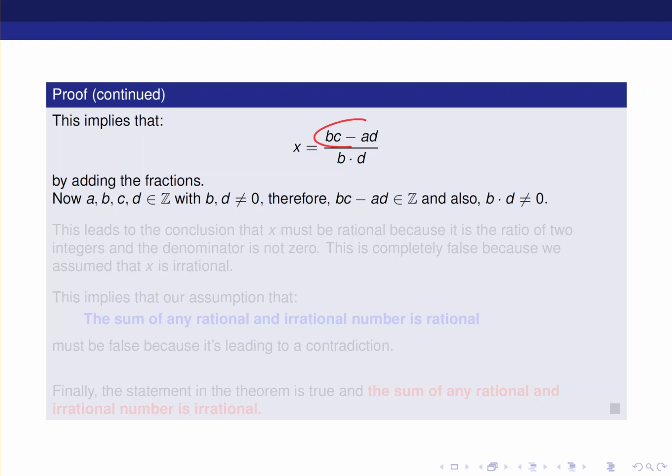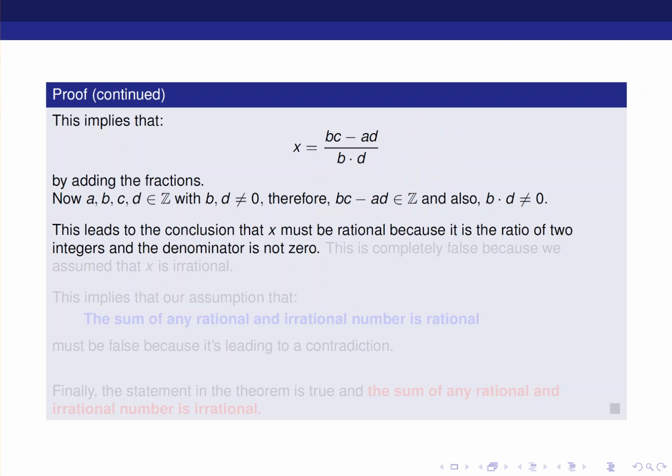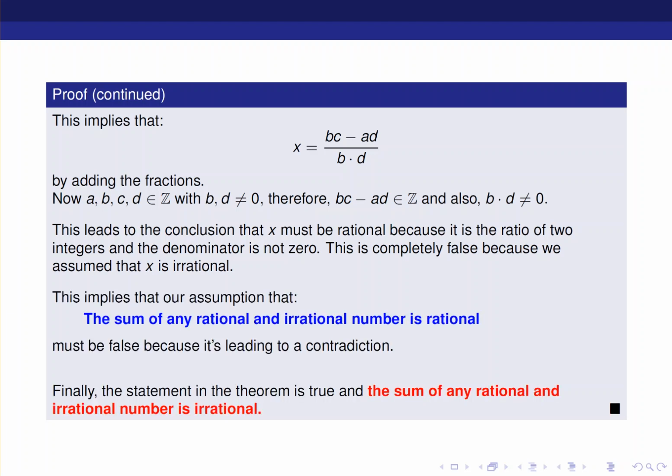So that means that the numerator of this fraction is an integer, and the denominator of this fraction is also an integer. Not only that, but the denominator is not equal to 0. Because B itself is not 0 and D itself is not 0, the product will not be 0 by the zero product property. So this leads me to believe that X then must be rational, because it's the ratio of two integers and the denominator is not 0. This is completely false because we had assumed that X is irrational. So that's our contradiction. We had assumed that X is irrational, so how could it be now rational?